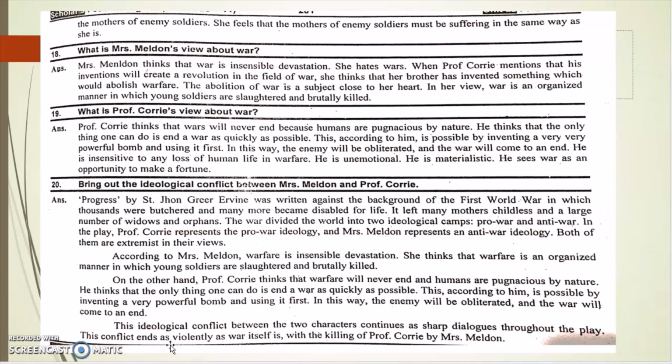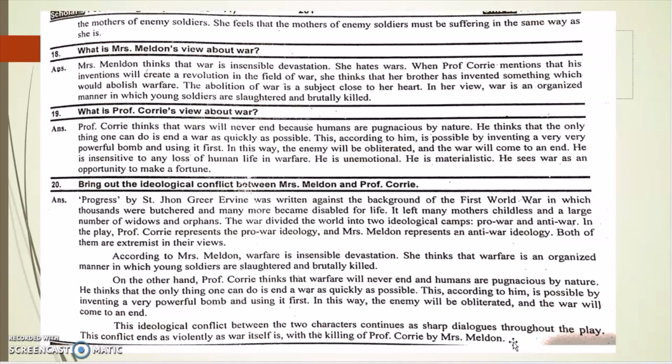This conflict ends as violently as war itself, with the killing of Professor Corey by Mrs. Meldon. Obviously, when you are pro-war or anti-war, you are taking the side of violence or you are taking the side of peace. So Professor Corey, because he was a very violent person himself, ended in a very violent way. His life ended in a very violent way. And what would be more catastrophic than to be killed by your own sister? So that's a very devastating kind of end to the play.